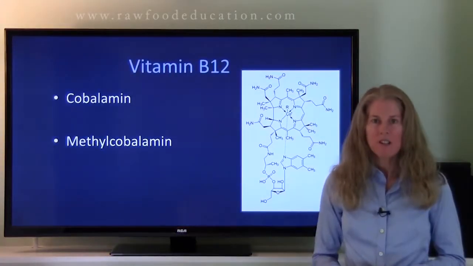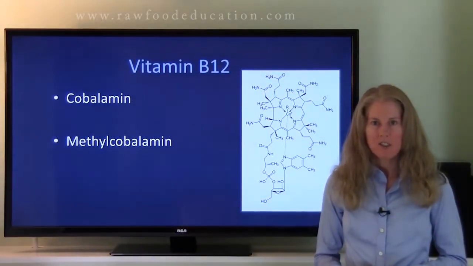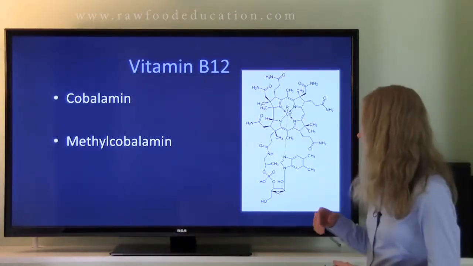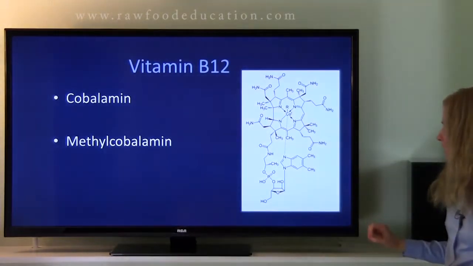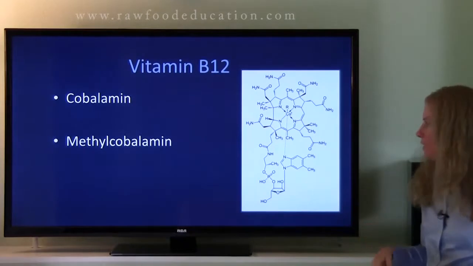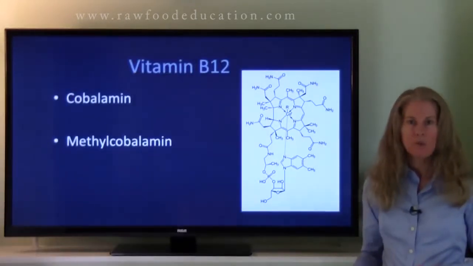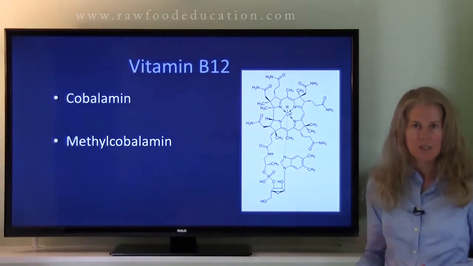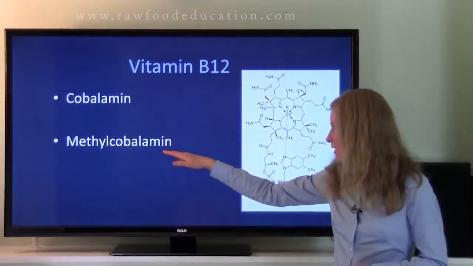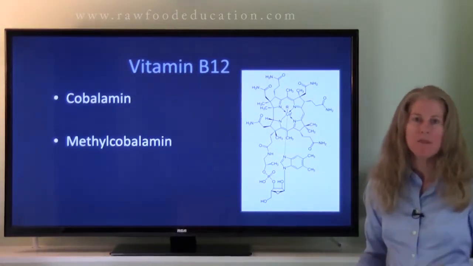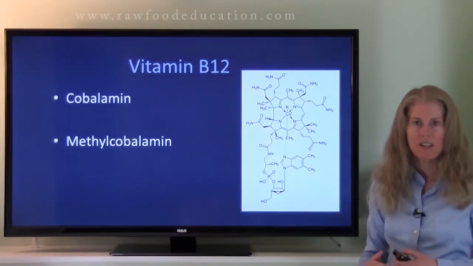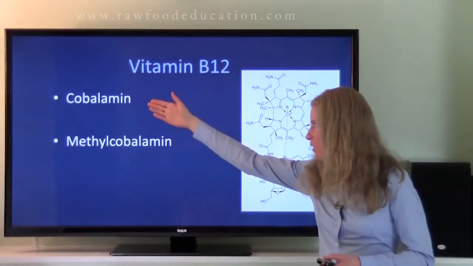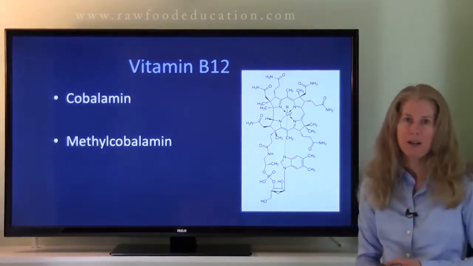Our next molecule is vitamin B12. Now the scientific name for vitamin B12 is cobalamin. And if we take a look at this vitamin B12 structure here, you can see that at the center of the molecule there is cobalt. And that's where vitamin B12 got its name. Now one of the human bioactive forms of vitamin B12 is a type of cobalamin called methylcobalamin. And what that is, is vitamin B12 cobalamin with a methyl group on it.